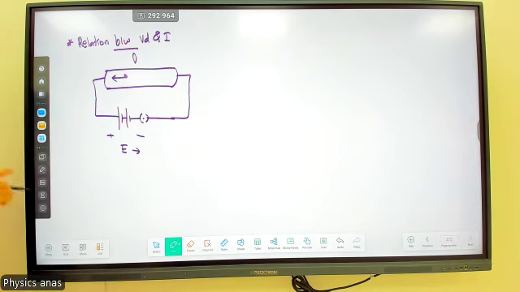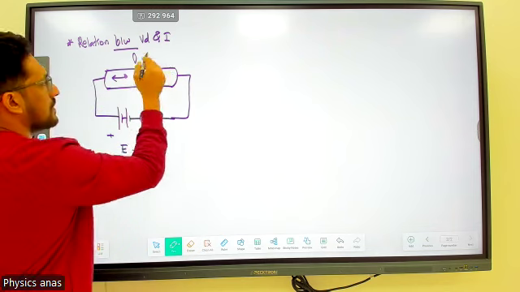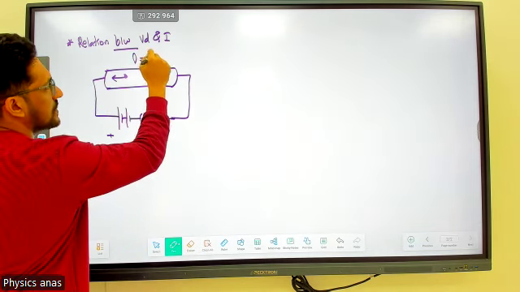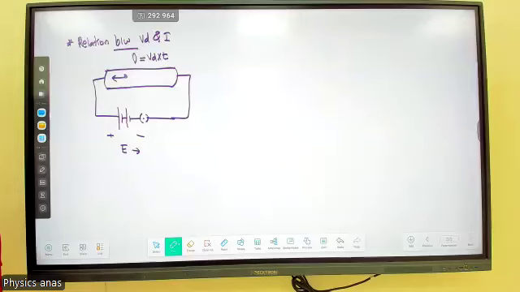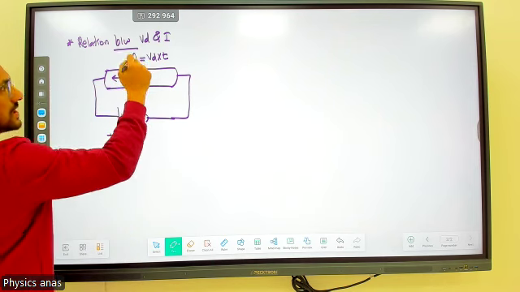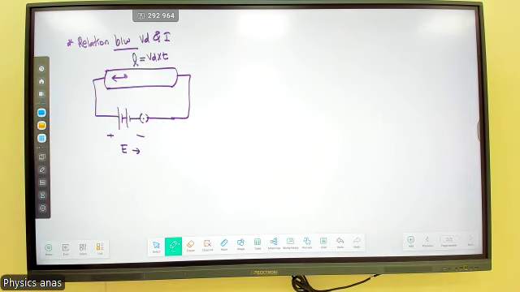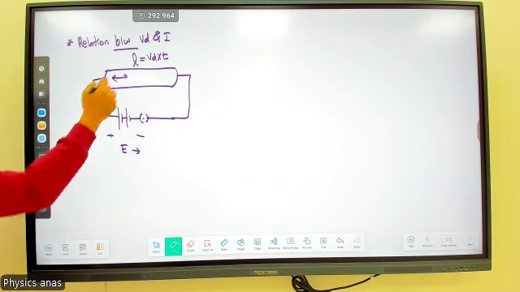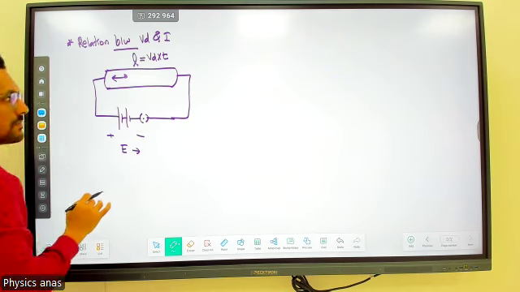This average velocity of the electron can be taken as drift velocity. So this length can be written as drift velocity into time, because distance is equal to velocity into time. Like that, you can write length is equal to velocity into time. Right? Now the electric field is applied here.